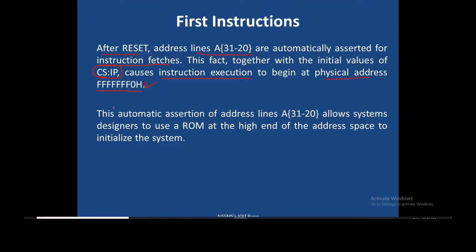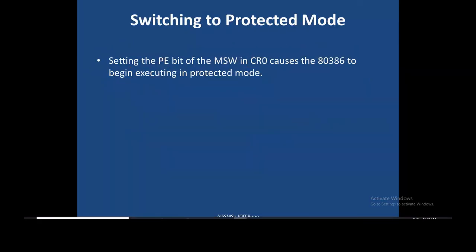So from this address, the first instruction is executed after reset. That first instruction is already there at this address, and this address is placed on the address bus, and that first instruction is executed after the reset. This automatic assertion of address lines A20 to A31 allows system designers to use ROM memory at the high end of the address space to initialize the system. So the first instruction is executed from this address.